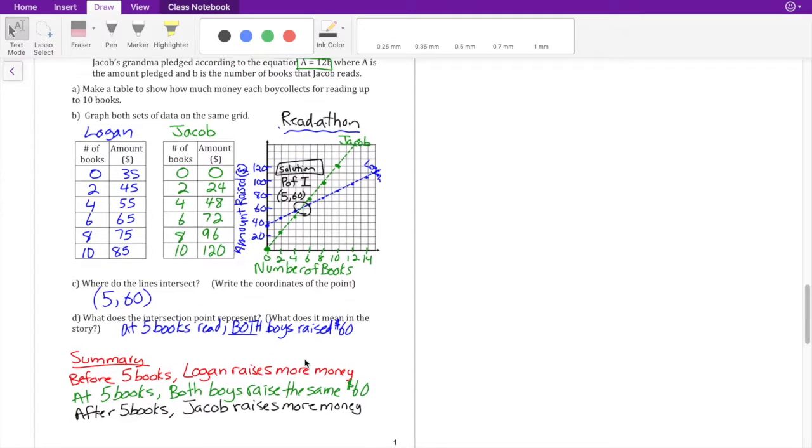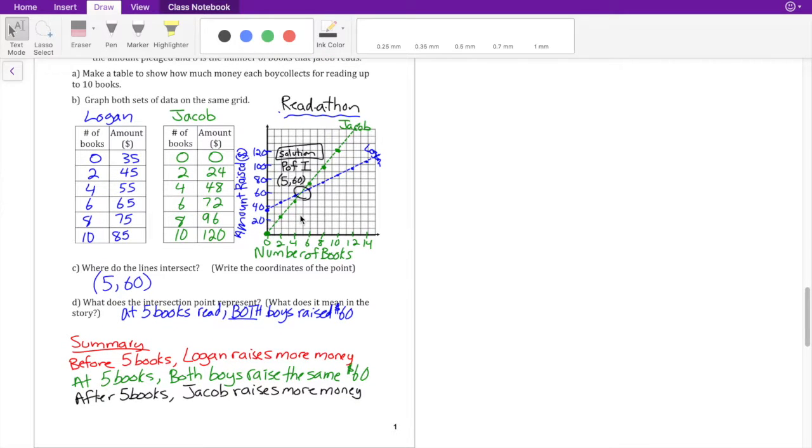To summarize, if they read less than 5 books, Logan's going to make more money. If they read 5 books, it's going to be equal. If they read more than 5 books, Jacob's going to be making more money. Okay, pause it here and write down your information if you don't have it down already. Then we'll go on to the next question.